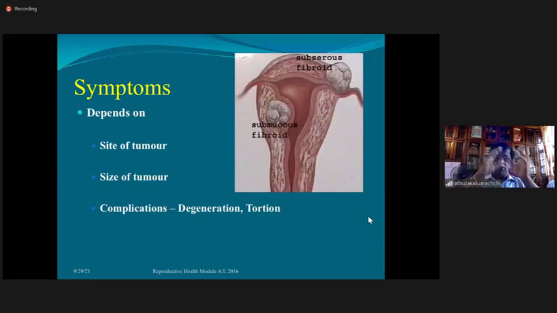It will depend on how big it is, and also the fibroids. Sometimes, I said most of the fibroids are asymptomatic, but if they undergo certain complications like degeneration or torsion, then because of the degenerative changes or because of torsion, of course very often the symptom that they produce is acute pain.